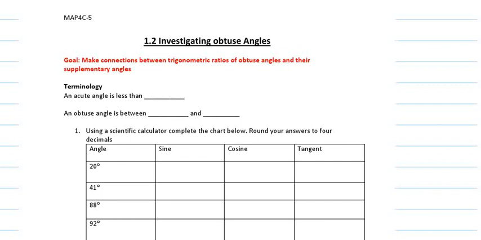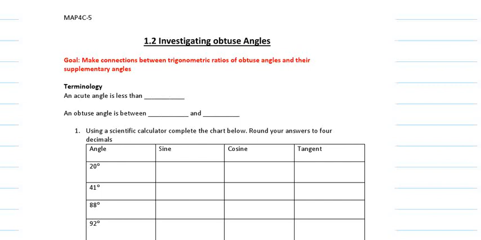Okay, so today we're going to talk about obtuse angles. Basically, we're going to investigate what happens between acute and obtuse angles and what the relationship is between the two, okay? And when we're talking about sine, cosine, and tan, we're going to just review some terminology.